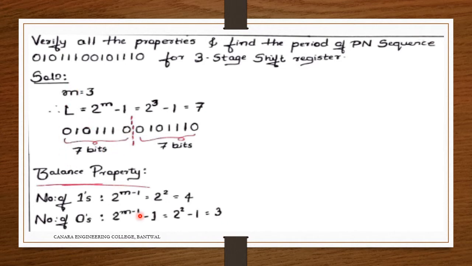So I have to check whether it satisfies the balance property. Number of ones is equal to 2 to the power of m minus 1, which is 2 to the power of 2, which is equal to 4. Number of zeros is equal to 2 to the power of m minus 1 minus 1, which is 2 to the power of 2 minus 1, so it is equal to 3. You can check here: number of zeros is 3, number of ones is 1, 2, 3, 4. It is the same.